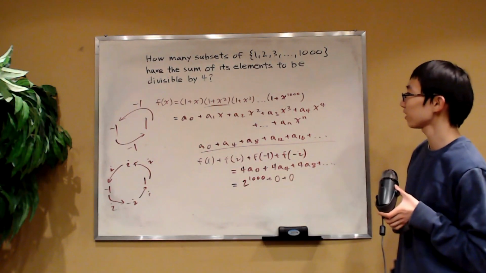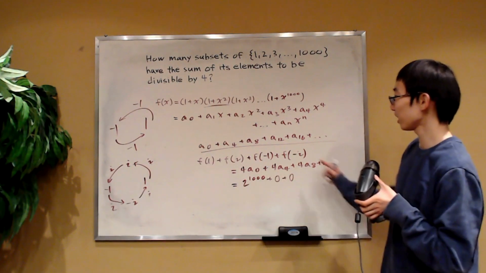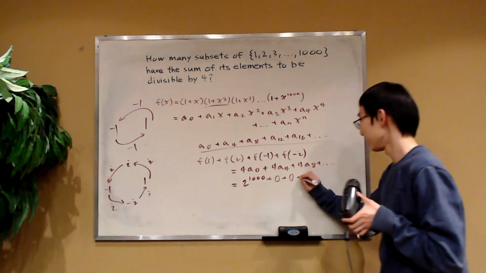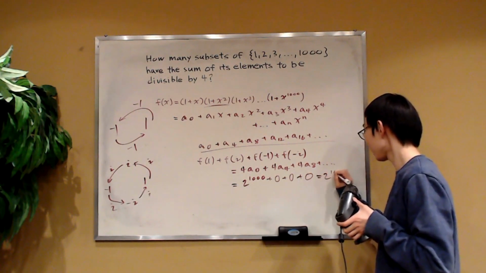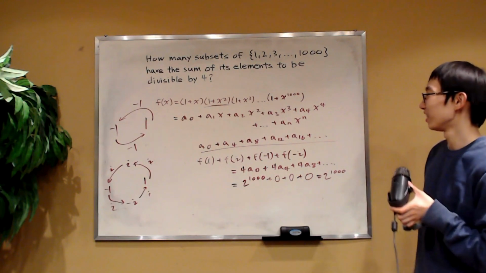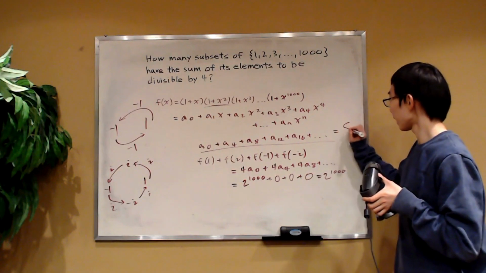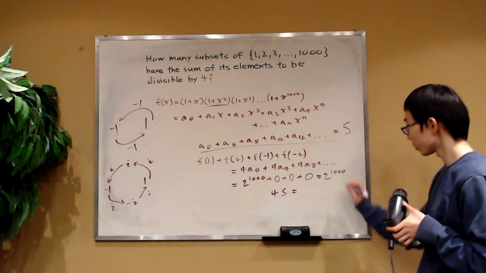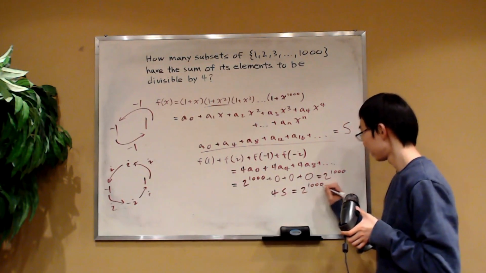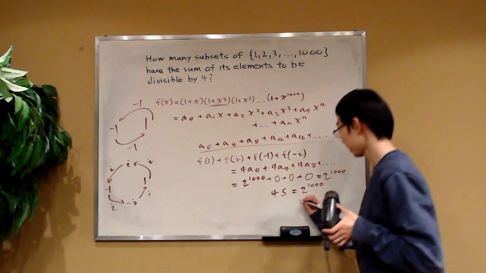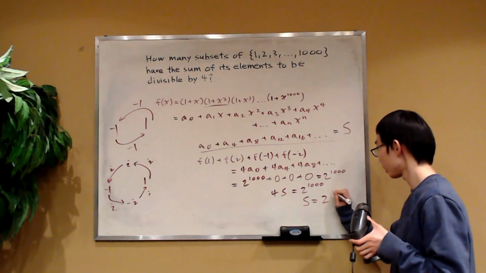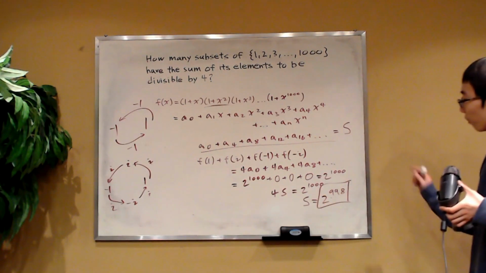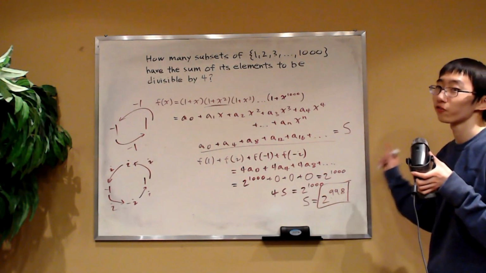And then f of -i, well, consider this. Plug in -i for this term again. This will be 1 minus 1. That's just 0. So that's just 0 again. So this is just 2 to the 1,000. And finally, for brevity, if we were to call this S, then notice that here we have 4S. This is equal to 2 to the 1,000. And finally, we can get what S is. S is just equal to 2 to the 998. Therefore, this is the number of subsets where the sum of the elements is divisible by 4.